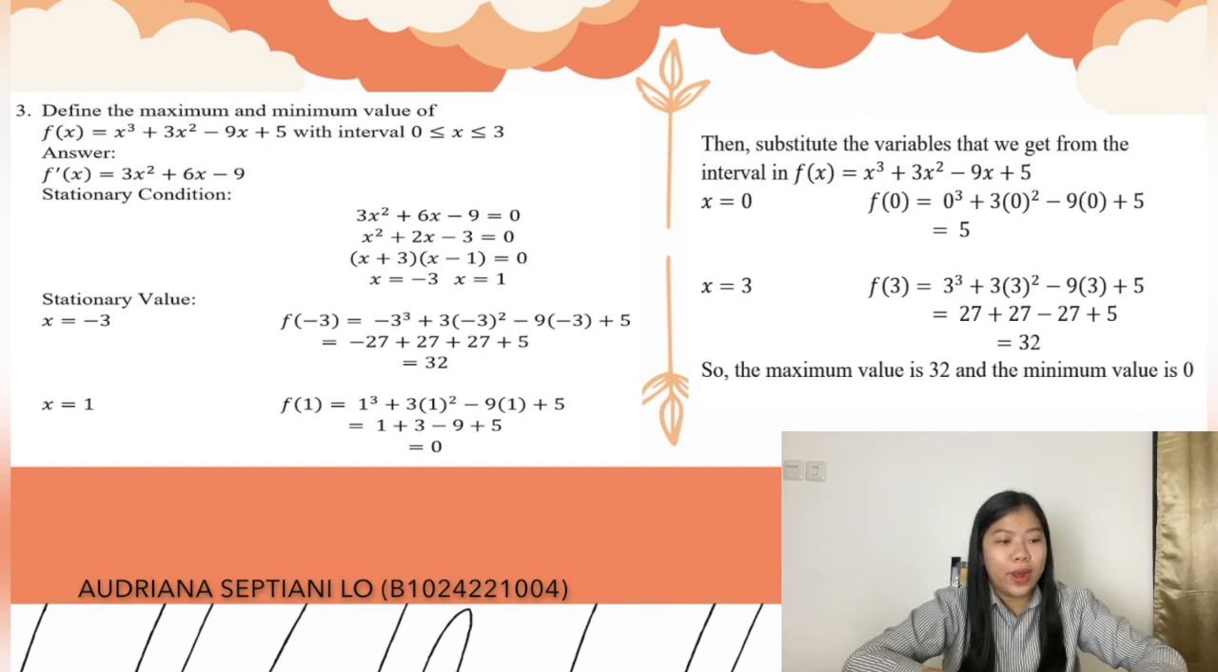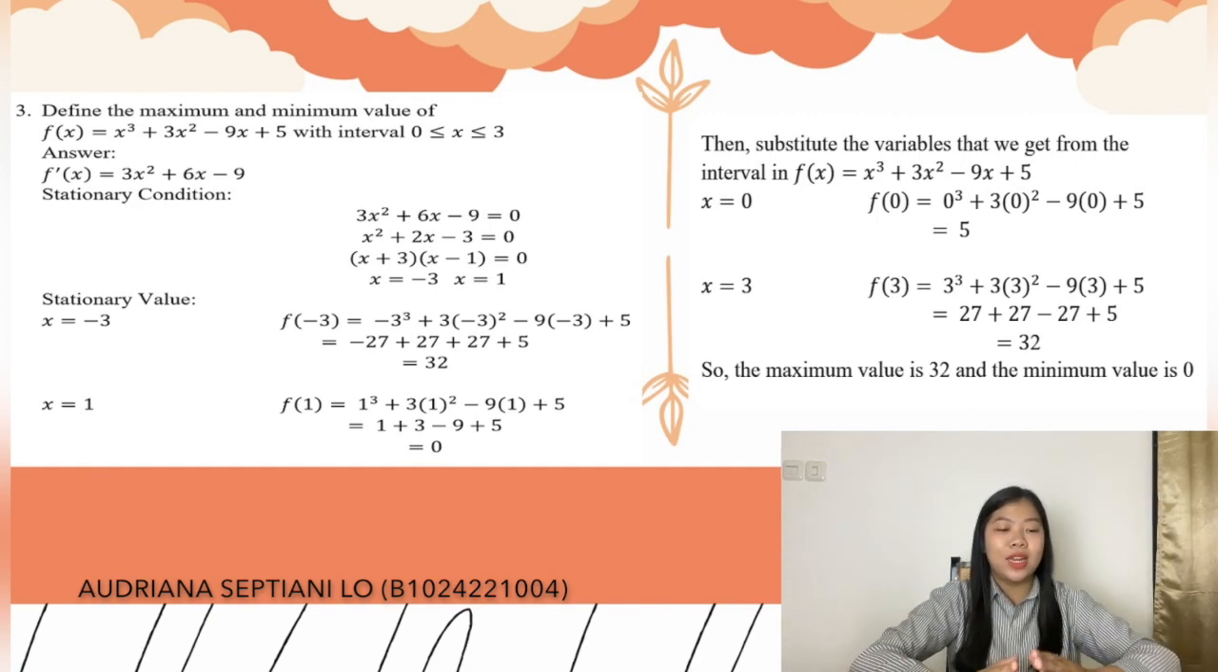Next, we want to find the stationary point with the formula f prime x equal to 0. So it is 3x power 2 plus 6x minus 9 equal to 0. From this form, we find the factoring. It is (x plus 3)(x minus 1) equal to 0. So the result is x equal to minus 3 and x equal to 1.